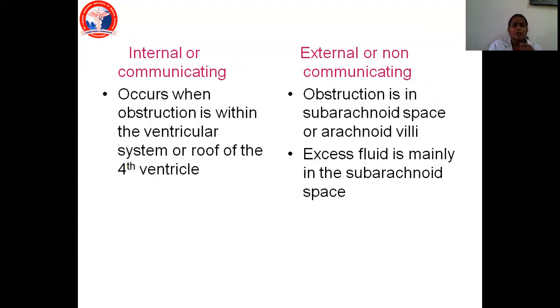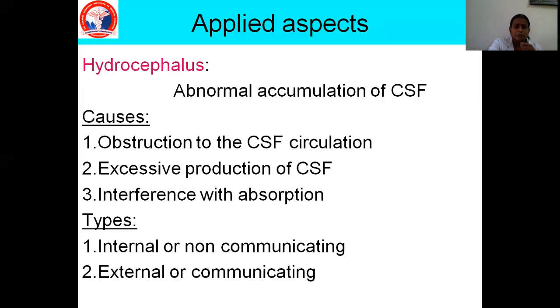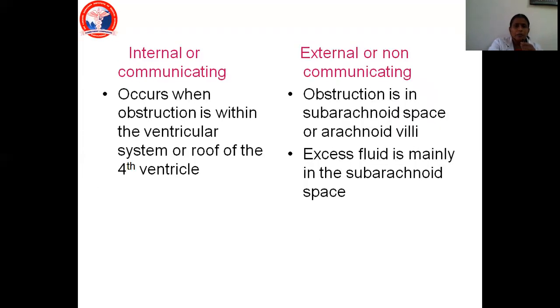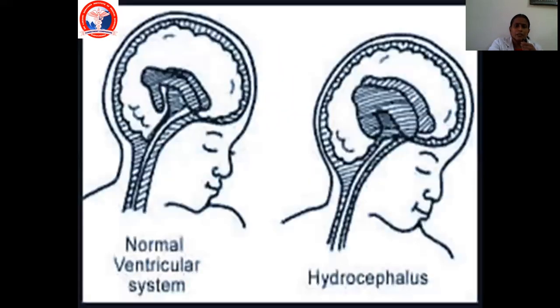The internal or non-communicating hydrocephalus occurs when the obstruction is within the ventricular system or roof of the fourth ventricle. Second, external or communicating hydrocephalus occurs due to obstruction in the subarachnoid space or arachnoid villi. The excess fluid is mainly in the subarachnoid space in external or communicating hydrocephalus.